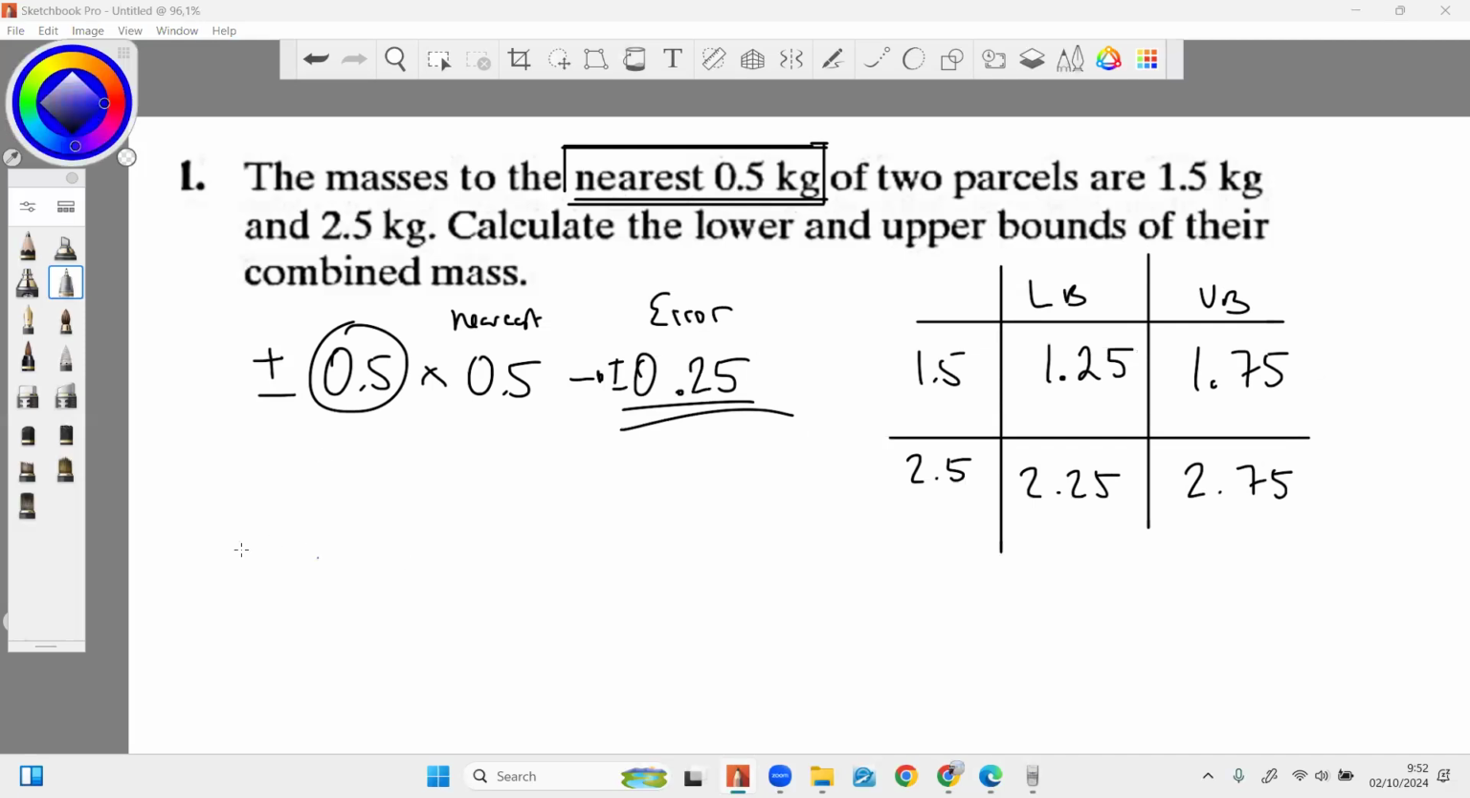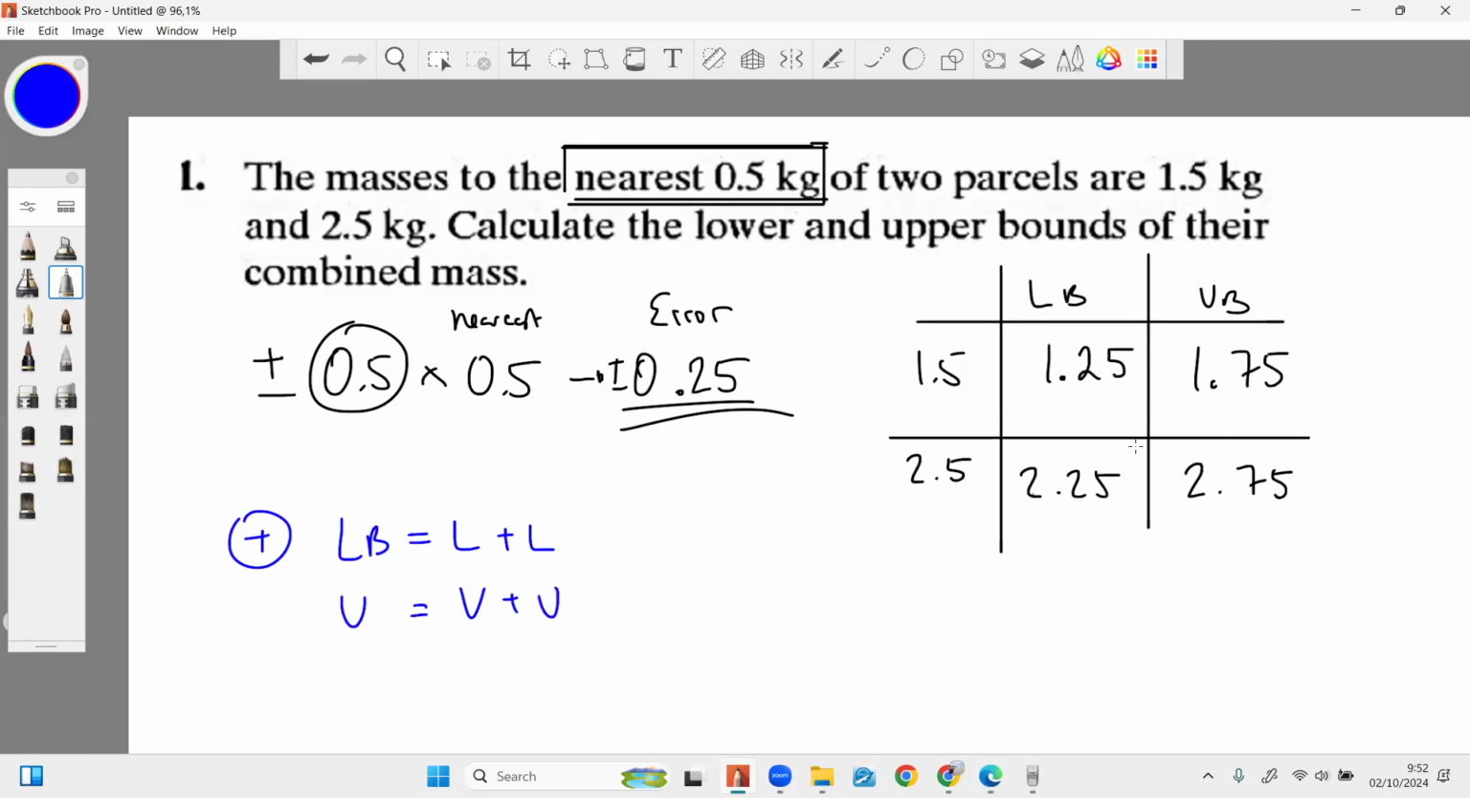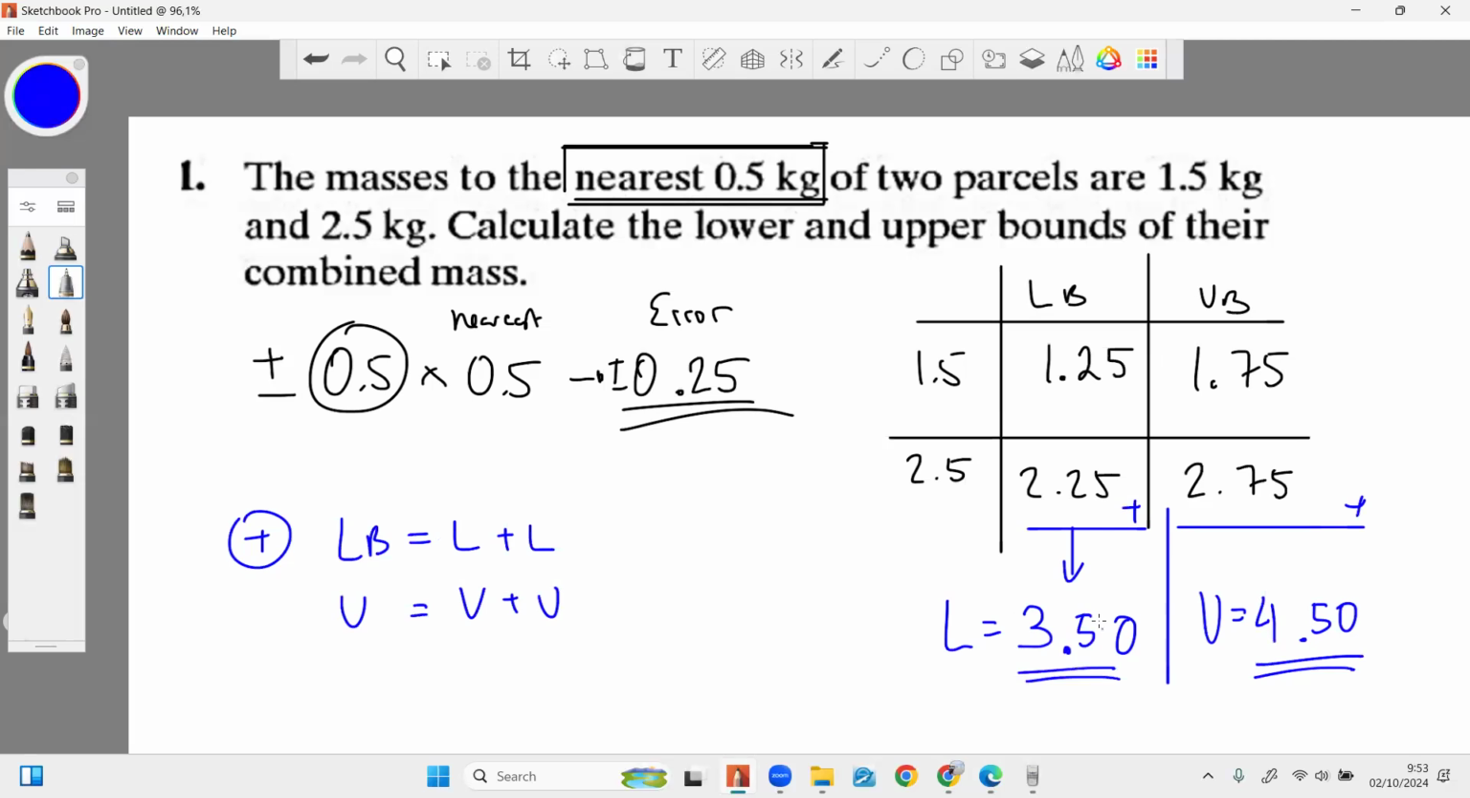Calculate the lower bound and upper bound of their combined mass. You just add. To get the lower bound, lower plus lower. To get the upper bound, upper plus upper. As simple as this, just add up. 3.50 for the lower bound, right? And for the upper bound, just add up like this. 4.50. The unit is always in kilogram. Make sense? Quite easy, yeah?